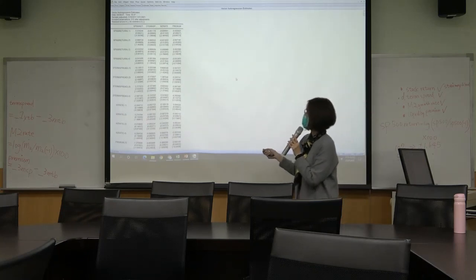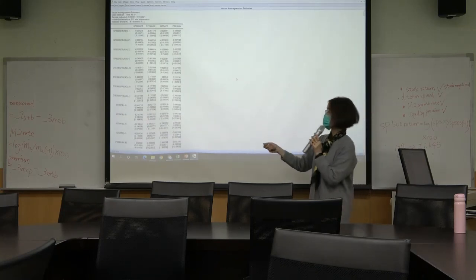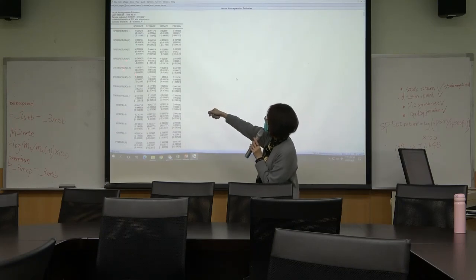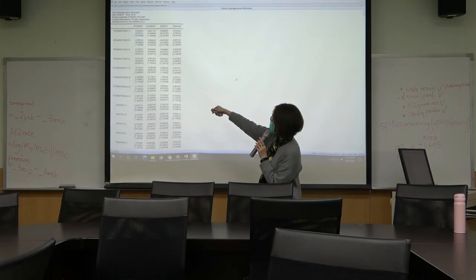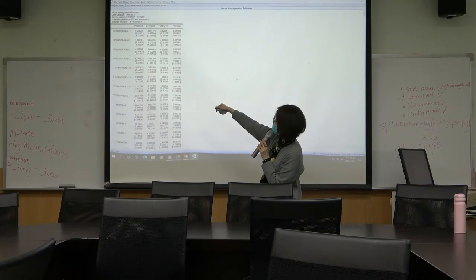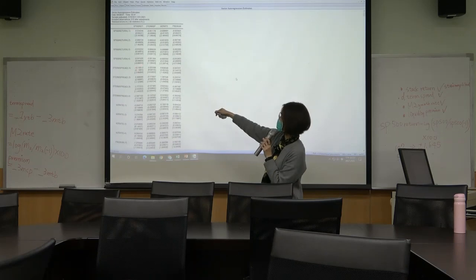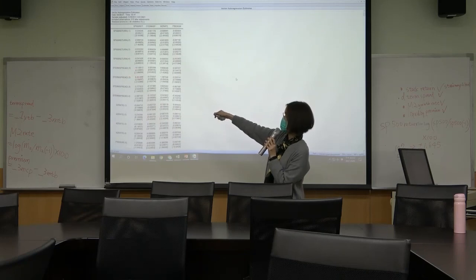How about the term spread? The term spread 1 week ago, as it increases, contributes to a negative 0.1061. Is it significant? Yeah, it is significant. How about the term spread 2 weeks ago? It contributes to a positive effect. When it increases by 1%, the current stock return increases by 5%, and it is significant.